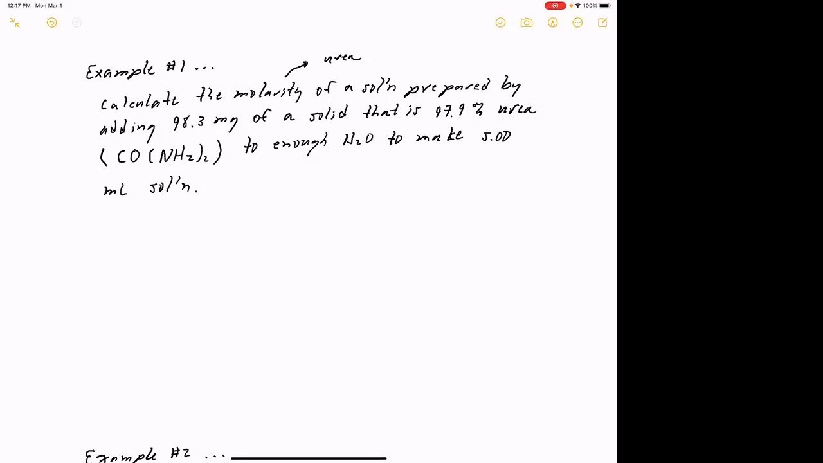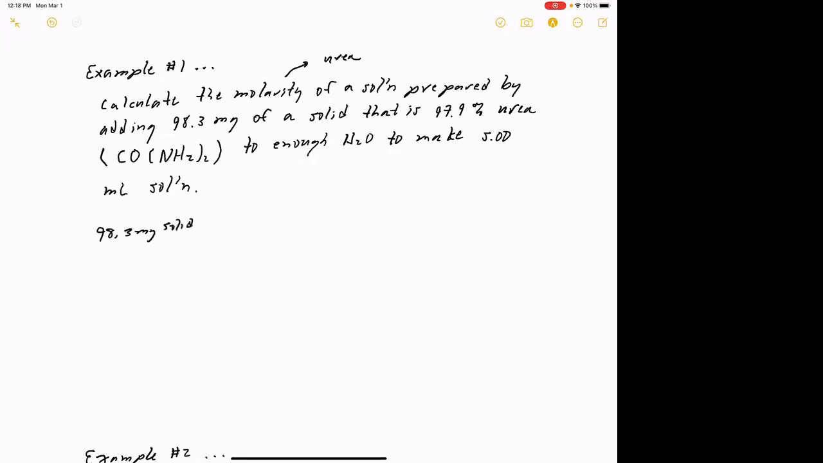Well, we have a few steps that we have to get to. Ultimately what we need to get is the moles of urea that we're putting in the solution. Once I've got that, I've got the volume of the solution. So moles over volume gives me molarity. I've got the volume, I just need the moles of the urea. So I'm going to start out with the mass of the solid. I've got 98.3 milligrams of my solid.